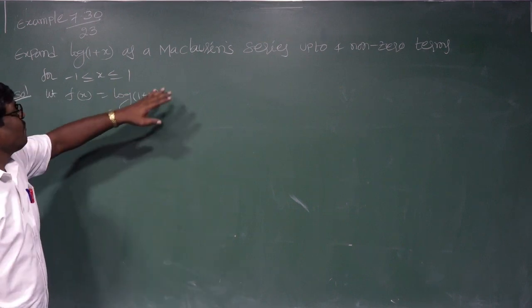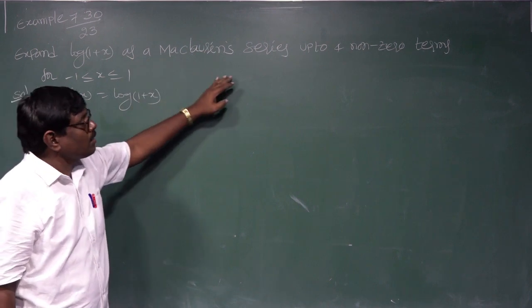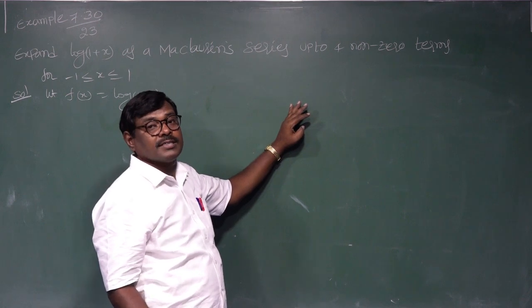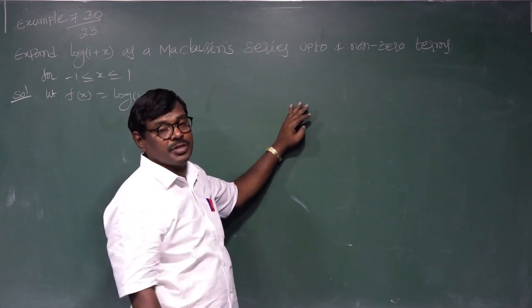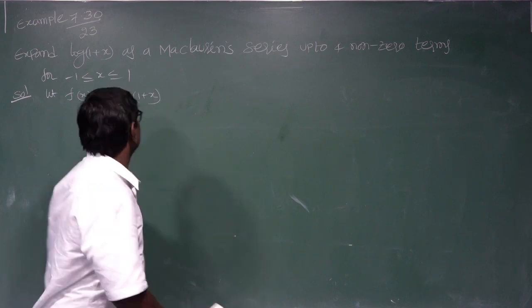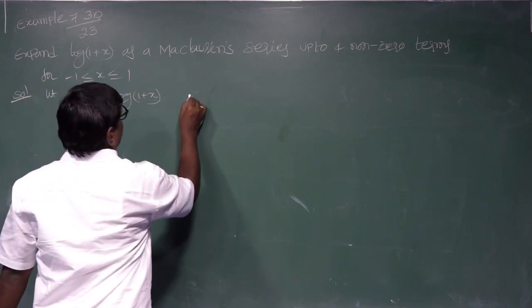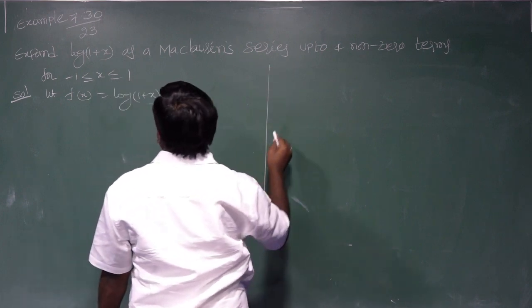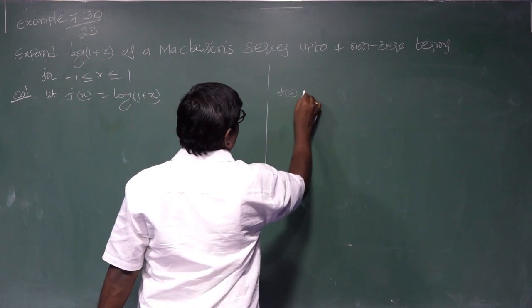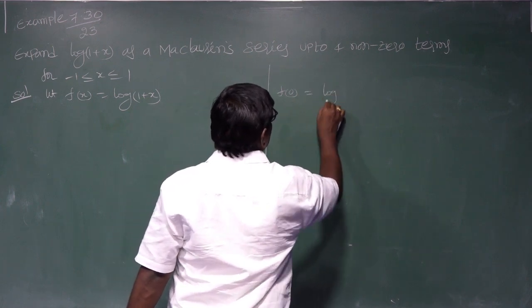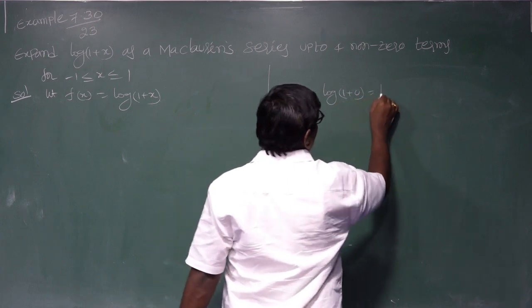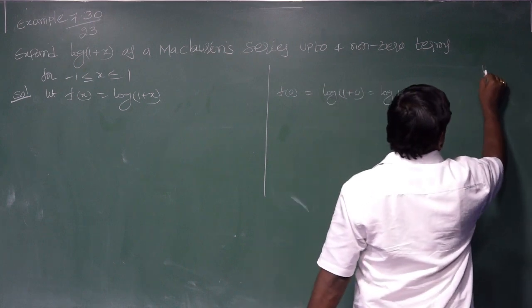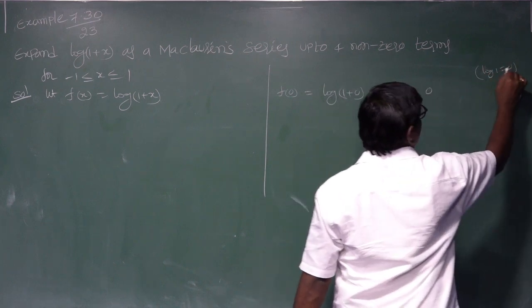Let f of x be the Maclaurin series, evaluated by putting x equal to 0. Then f of 0 equal to log of 1 plus 0, equal to log 1, where the value of log 1 is 0.